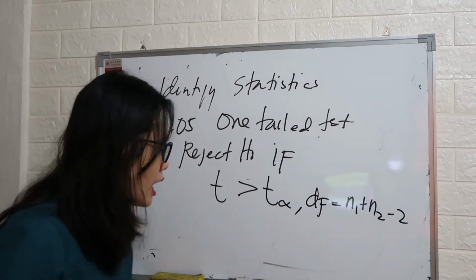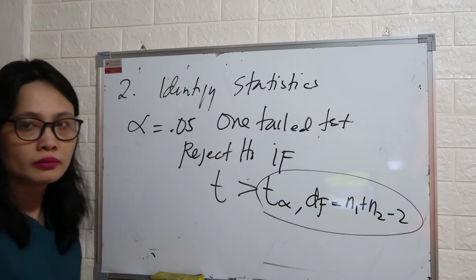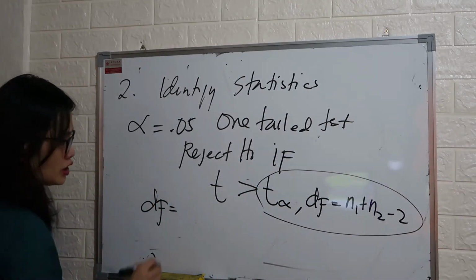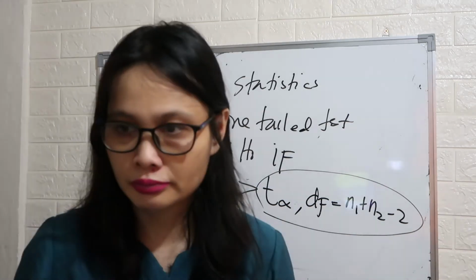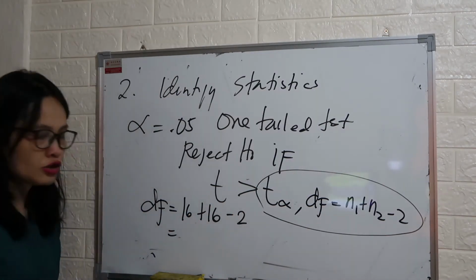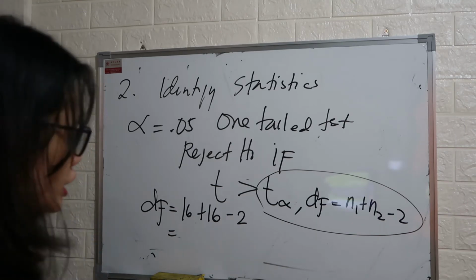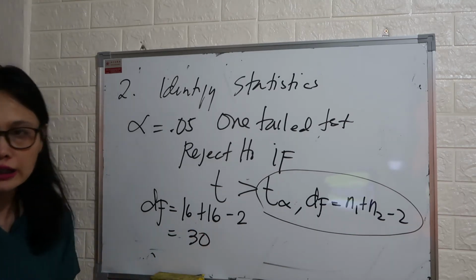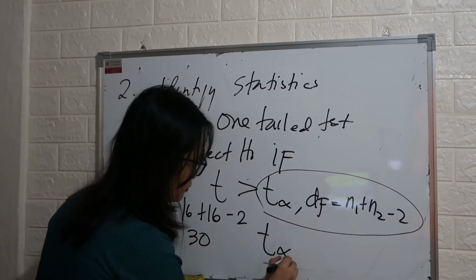But how do we determine this one? Your DF is equal to n sub 1 plus n sub 2 minus 2. So 16 plus 16 minus 2. 16 plus 16 is 32, minus 2, so your DF is 30. Now, what about your T alpha? How can we identify your T alpha?